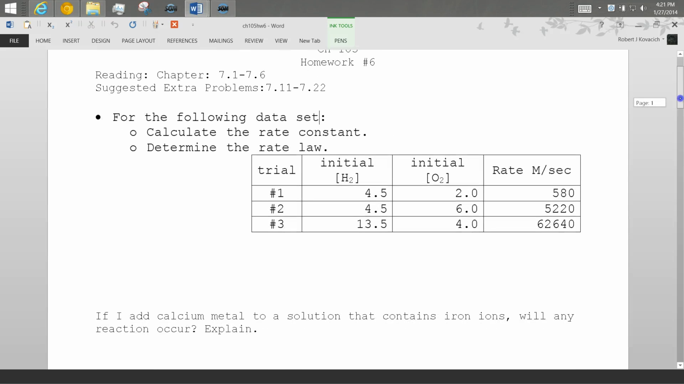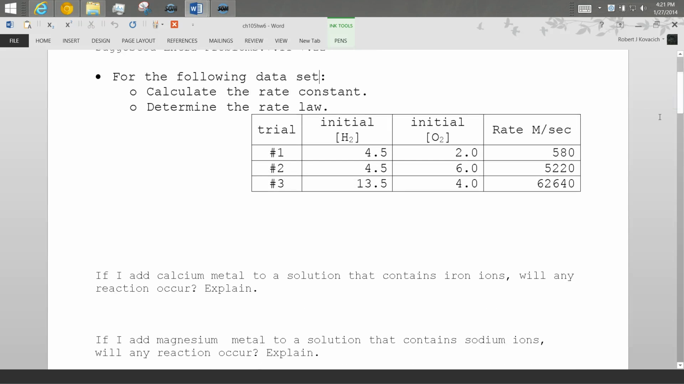All right, here's a short review for homework number 6. We're going to need to calculate the rate constant and the rate law for this one, as well as the orders for each reactant, because we can't figure out the rate law without the orders.